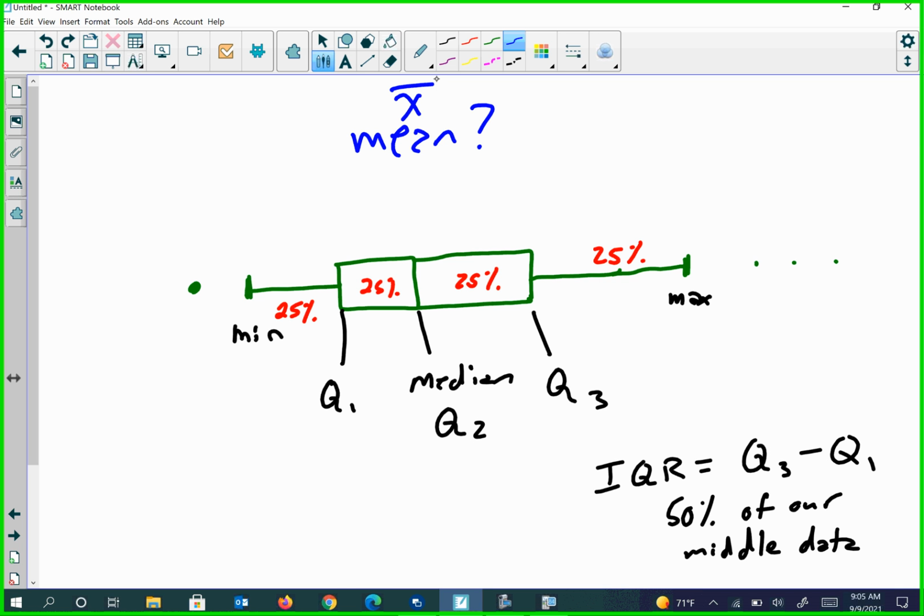Okay? So the mean isn't represented on the box and whisker graph, but it does exist somewhere in the graph. We just don't know. We know the mean when we find it using the one-variable statistics on the calculator, but that's all we have. So, any questions on this so far?